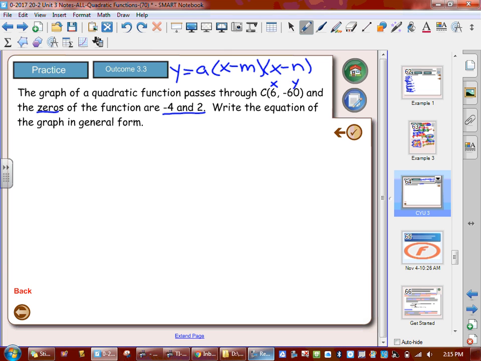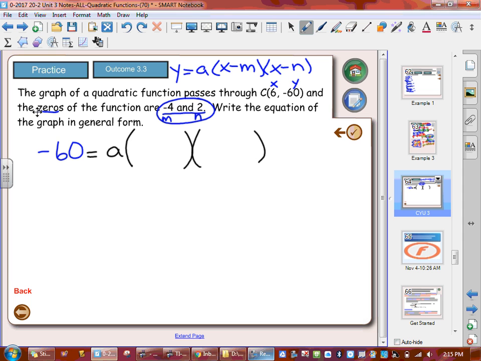So, I'm now going to start with my negative 60, who is my new y number, equals an a value, bracket. And now I'm going to have 6 is my x value for my point, and now my x-intercepts are going to go in opposite sign. So my 4 is going to go in as plus 4, my 2 will go in as a minus 2. So now we've got negative 60 equals, we need to do BEDMAS.